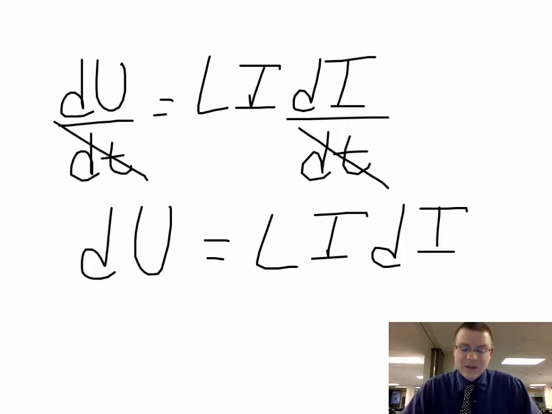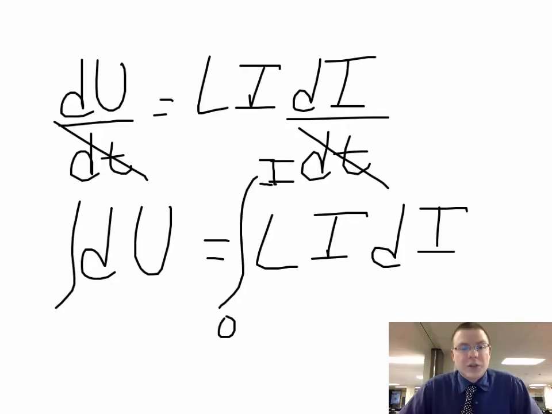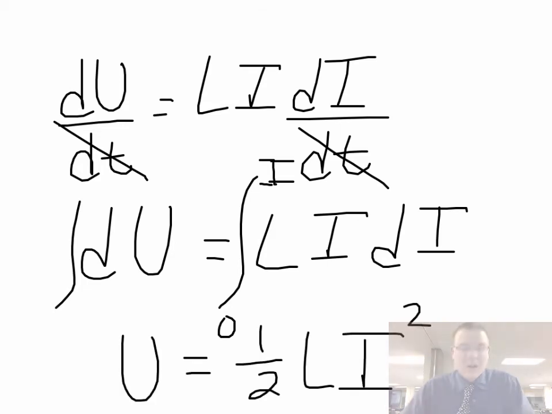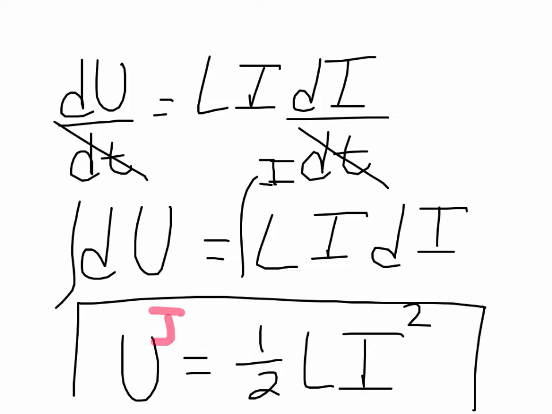That means I have to integrate both sides, from which dU, we're going to go from no energy to all the energy, so dU is just going to become U, and the bounds for L I dI is going to be from no current to maximum current. Doing the integration, magnetic potential energy is going to be equal to 1/2 L I squared. Remembering that energy is in joules, that means a Henry times an amp squared should also give you joules. So make sure you go back and double check that you can get that unit.